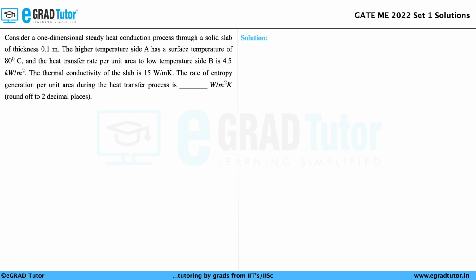So we have to round off the solution to 2 decimal places and we have to find out the rate of entropy generation per unit area during this process. Let's look at the solution.